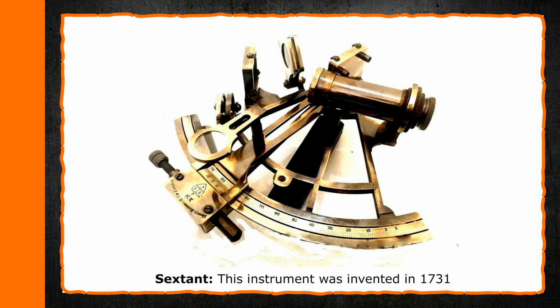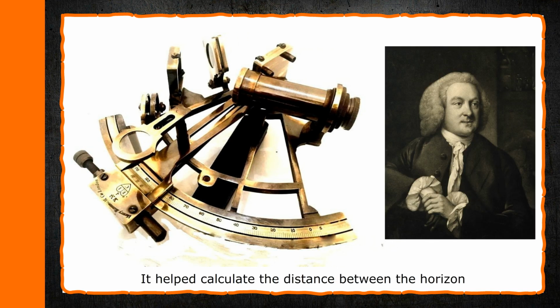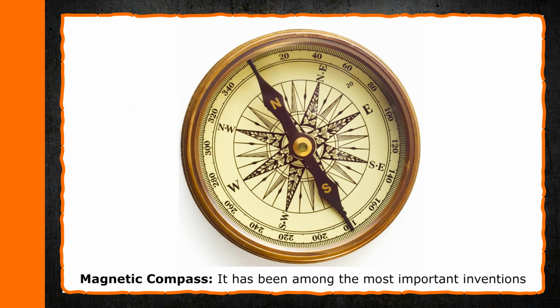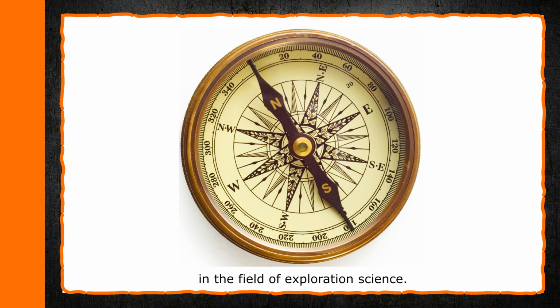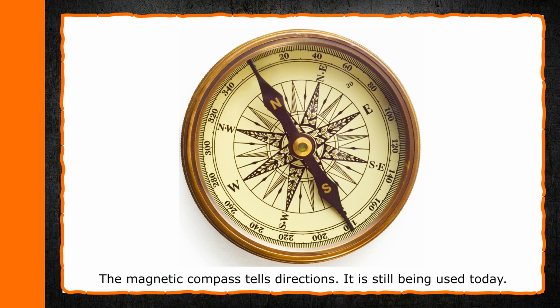Sextant. This instrument was invented in 1731 by an Englishman named John Hadley. It helped calculate the distance between the horizon and celestial bodies like stars and planets. Magnetic compass. It has been among the most important inventions in the field of exploration science. The magnetic compass tells directions. It is still being used today.